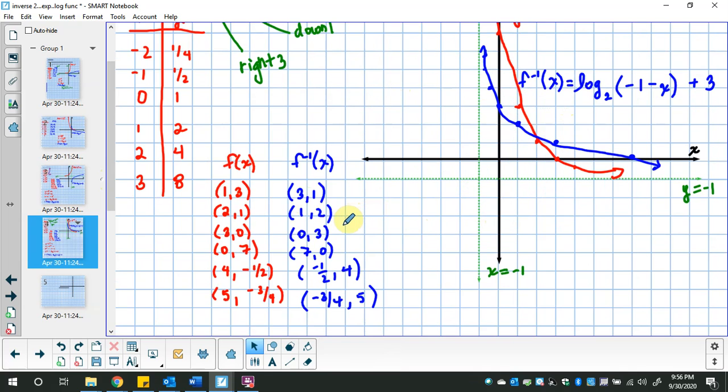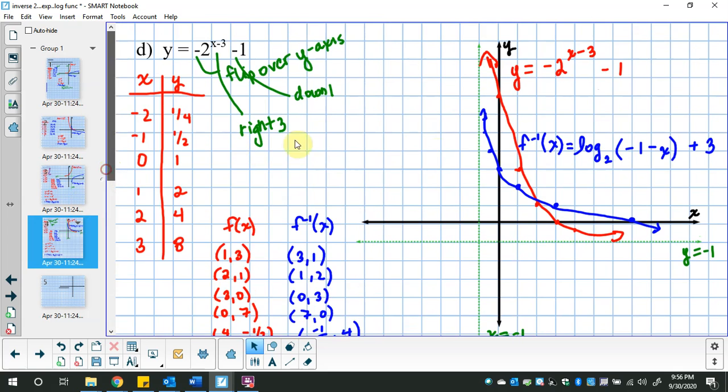There. And anybody reading my work shouldn't have a problem with it, because even if it's not labeled as neatly as it could be, it is color coordinated. So you can see that my blue f inverse at x equation goes with the blue curve, and my red equation goes with the red curve.